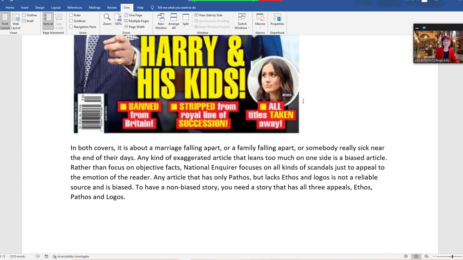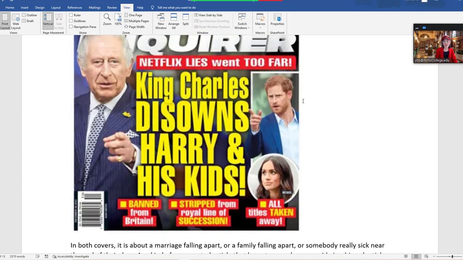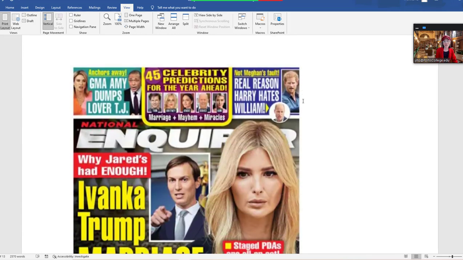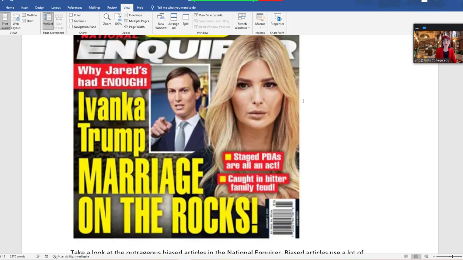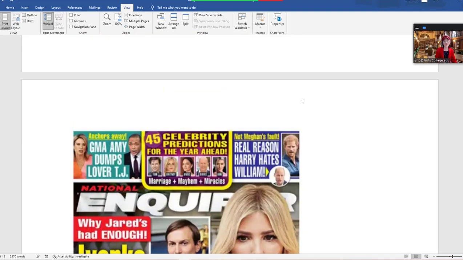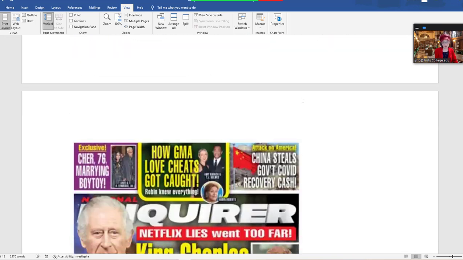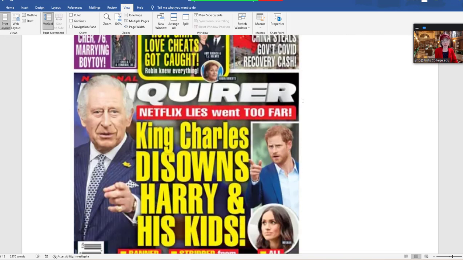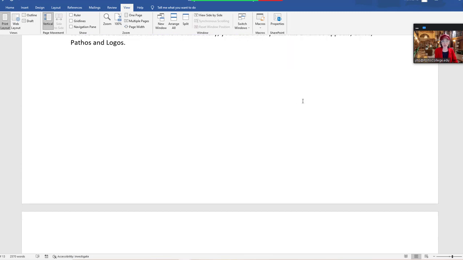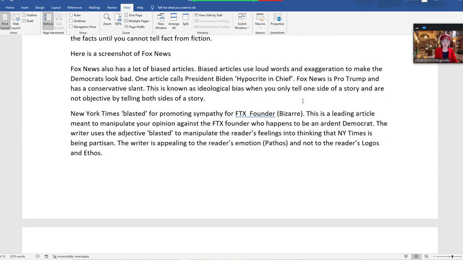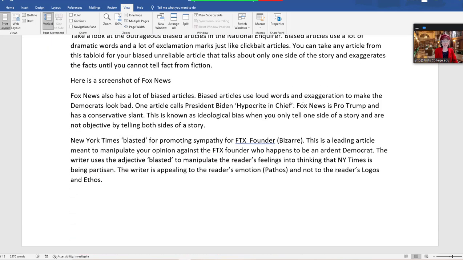So this is actually fun. They exaggerate and distort the truth. Here's another one on Ivanka Trump: her marriage is on the rocks. If you make a claim but you don't back it up with credible evidence, then instantly you have a fallacy of relevance. Fallacy means an illogical argument. All of these are illogical arguments, all of these are fallacies, because you don't back them up with credible evidence. You don't back it up with Google Scholar. Okay, so this is what we're going to put in our week 6 forum.